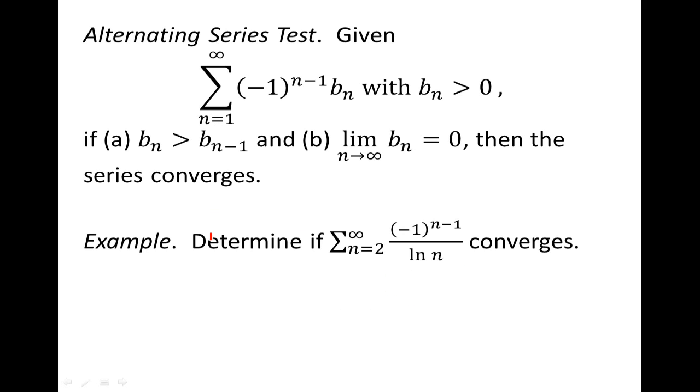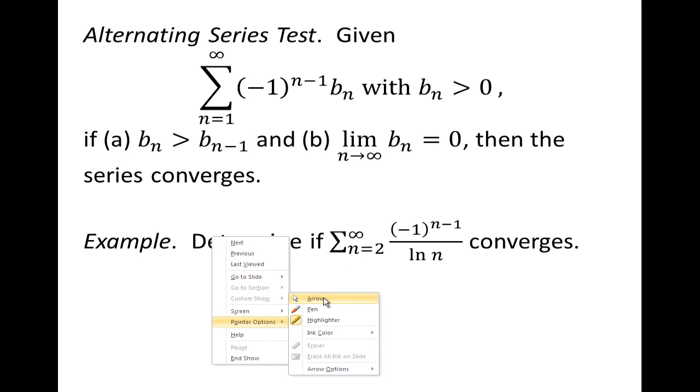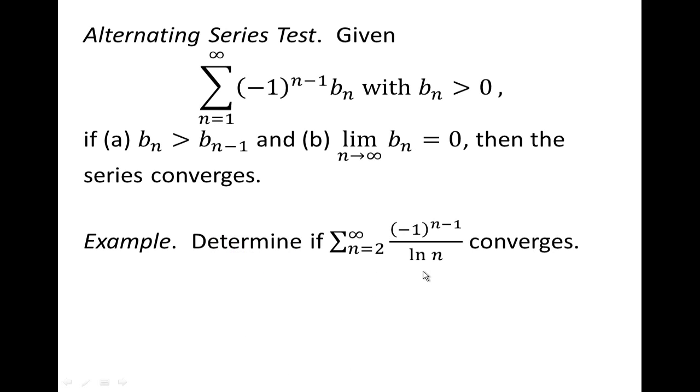Okay, so we'll look at an example here. We want to determine if this particular series converges. It's -1 to the n minus 1 over the natural log of n. If n is equal to 1, we're in trouble, and so we start at n equals 2. If n equals 1, we get a 0 in the denominator.